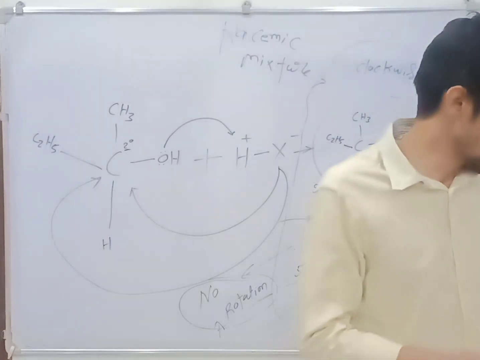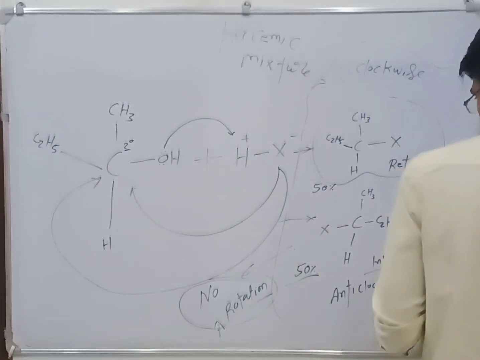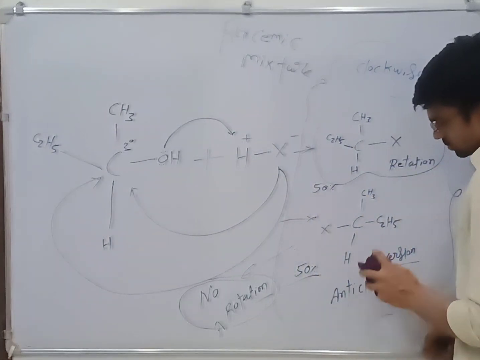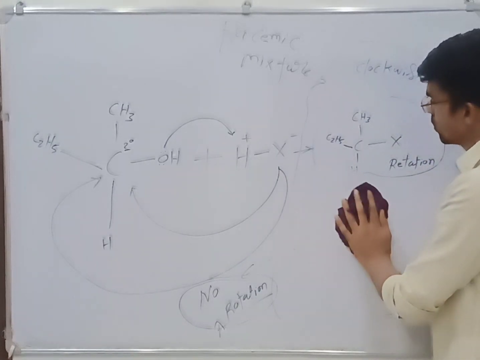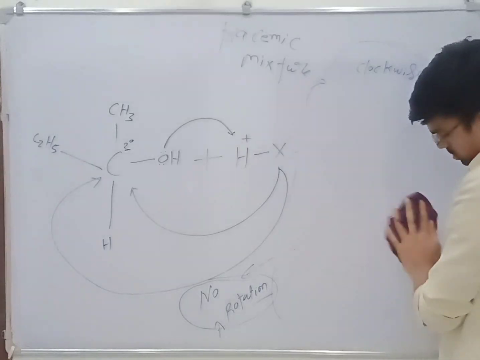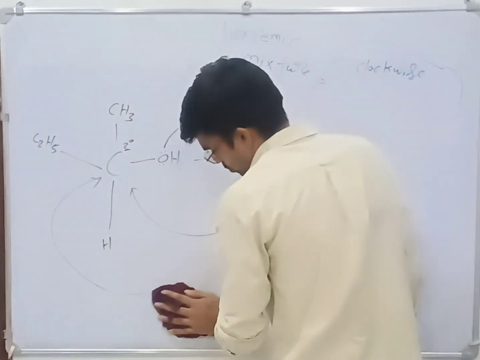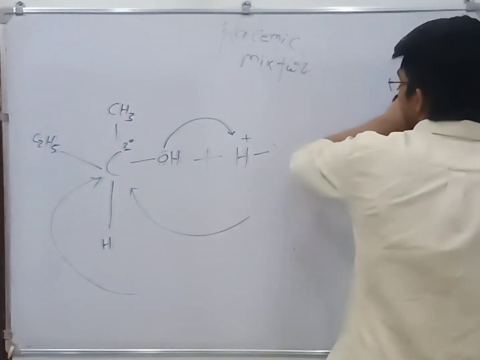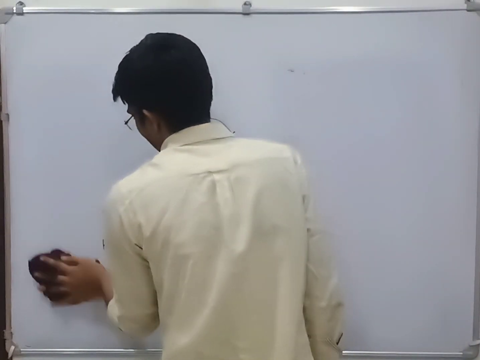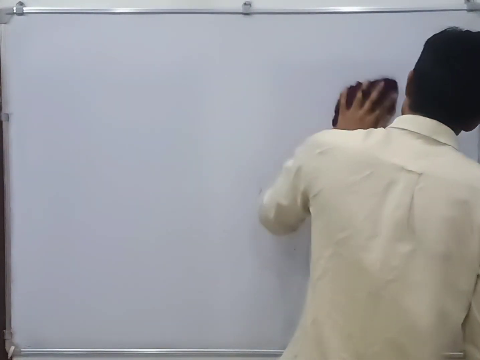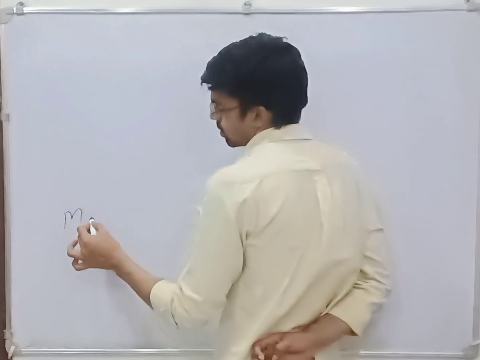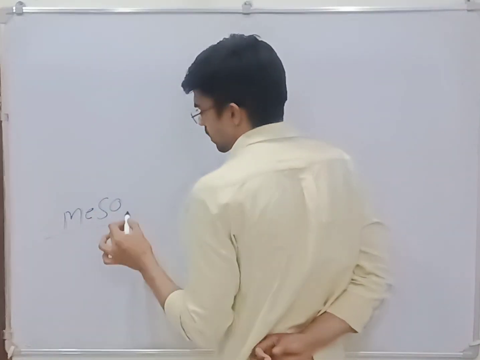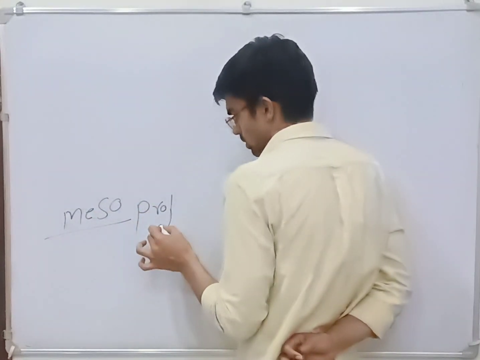Let's talk about the SN2 type of reaction. Here the compound is optically active, but there is still no rotation taking place because of racemization. When no rotation takes place, in that condition we call it a meso product.